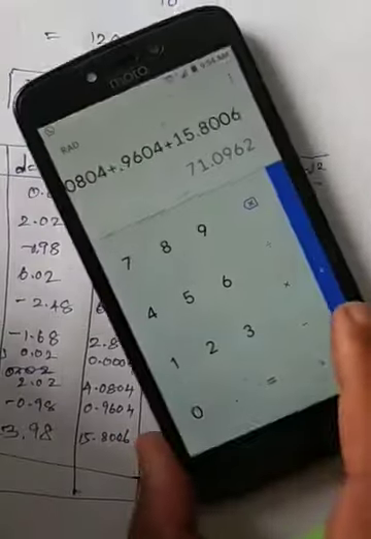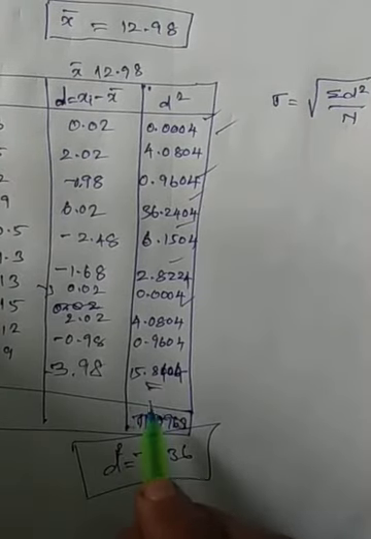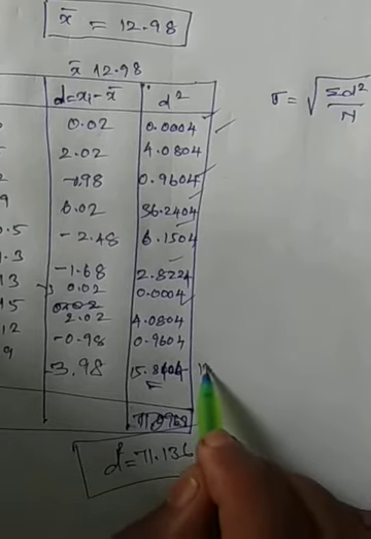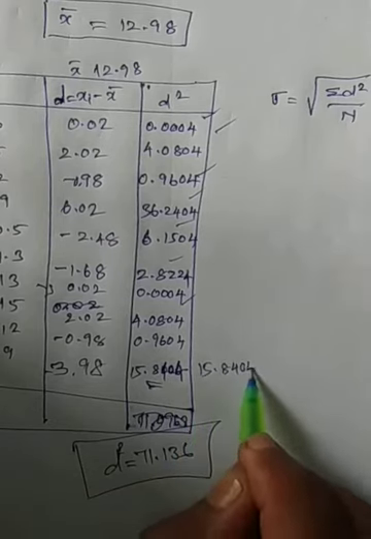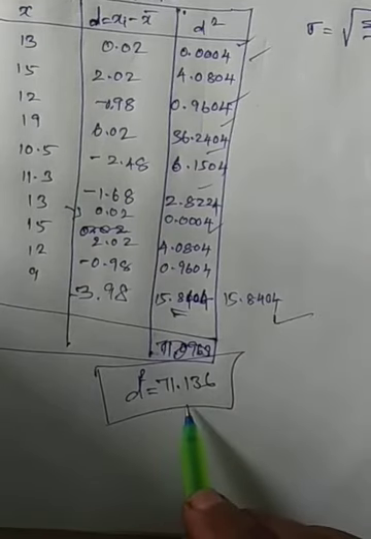So the value of this one I will write here. A small correction I have done here: 15.8404. It's coming 15.8404. This is the correct value. If you total it now, we are getting 71.136.